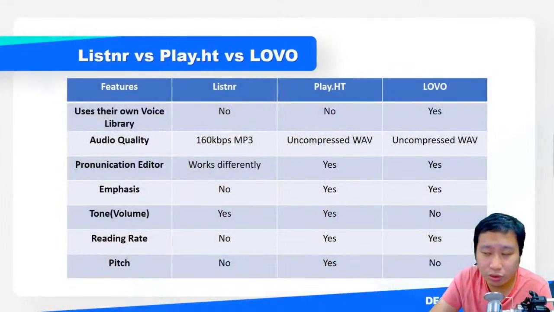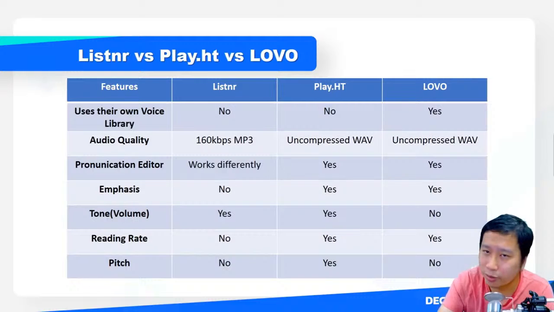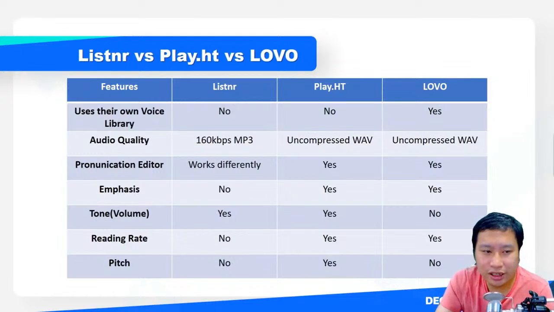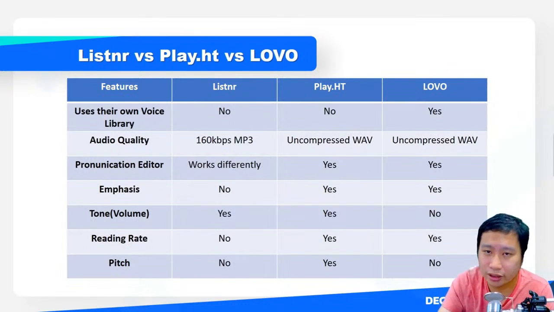Right, so let's dive in. I have a table right here where I compare the features that I have discovered between the three of them, and we'll make a comparison over here. So with Listener and PlayHT, they don't actually have their own voice library. I don't know if that's the way to describe it, but Listener and PlayHT actually get their voices from somewhere else, and with PlayHT right now, they mostly get their voices from Google and Amazon. Same for Listener, but Listener are adding voices from other sources as well. But for Lovo, they actually are their own voice library.